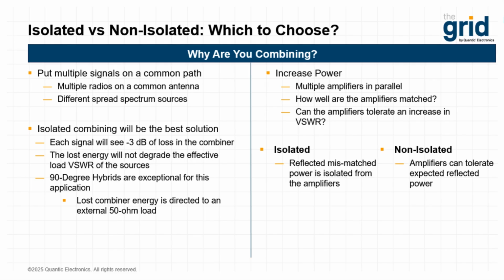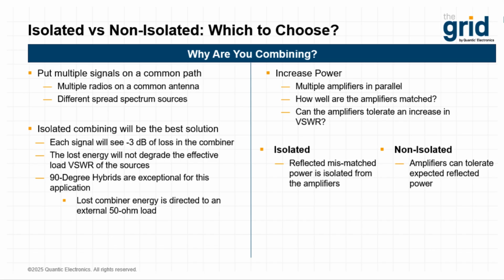So if you have a choice to build an isolated or a non-isolated power combiner, which should you choose? Well, if you're putting multiple signals on a common path from multiple radios onto a common antenna, different spread spectrum sources, then an isolated combiner would be the best solution. Each signal will see a total of 3 dB of power loss in that combiner for that total non-coherent situation.